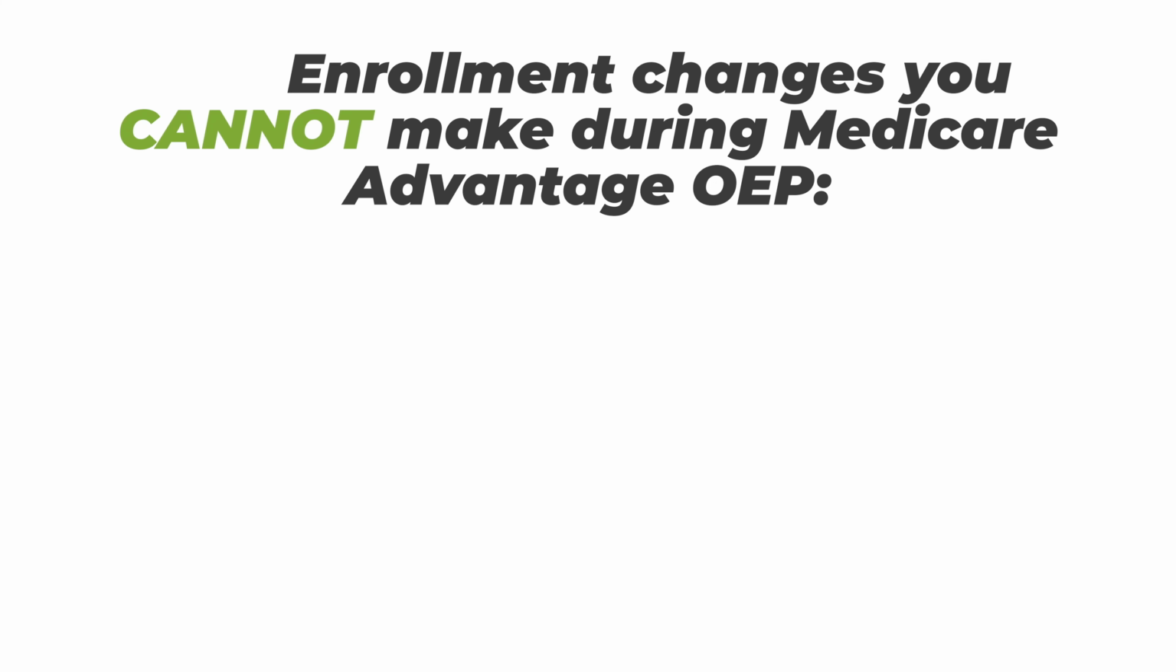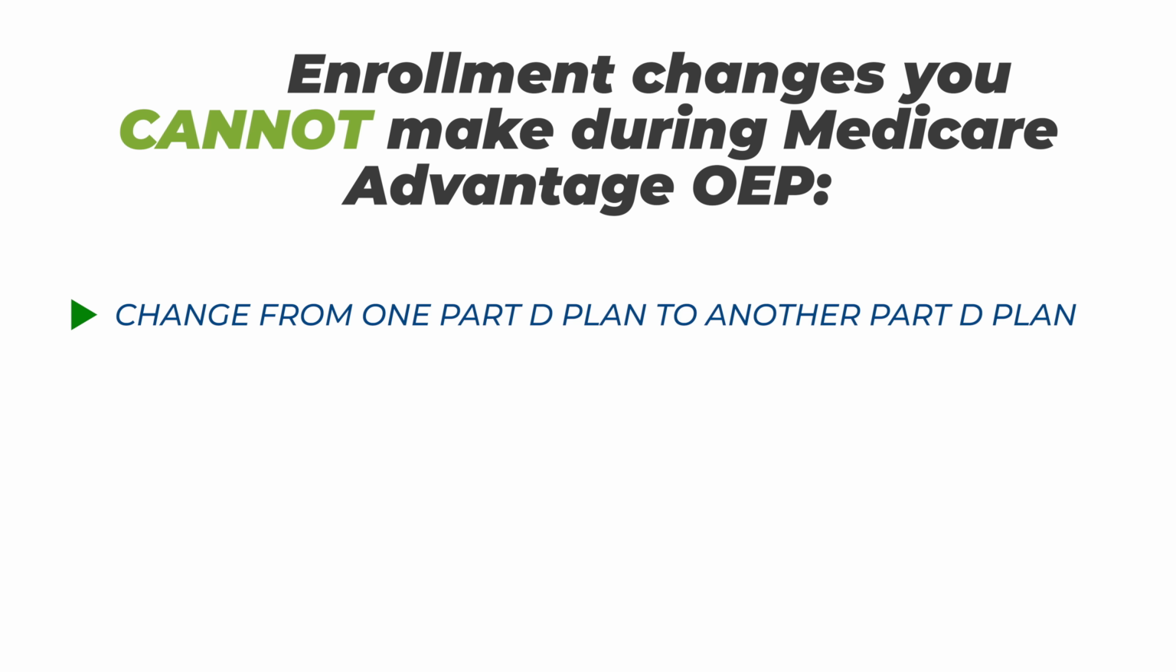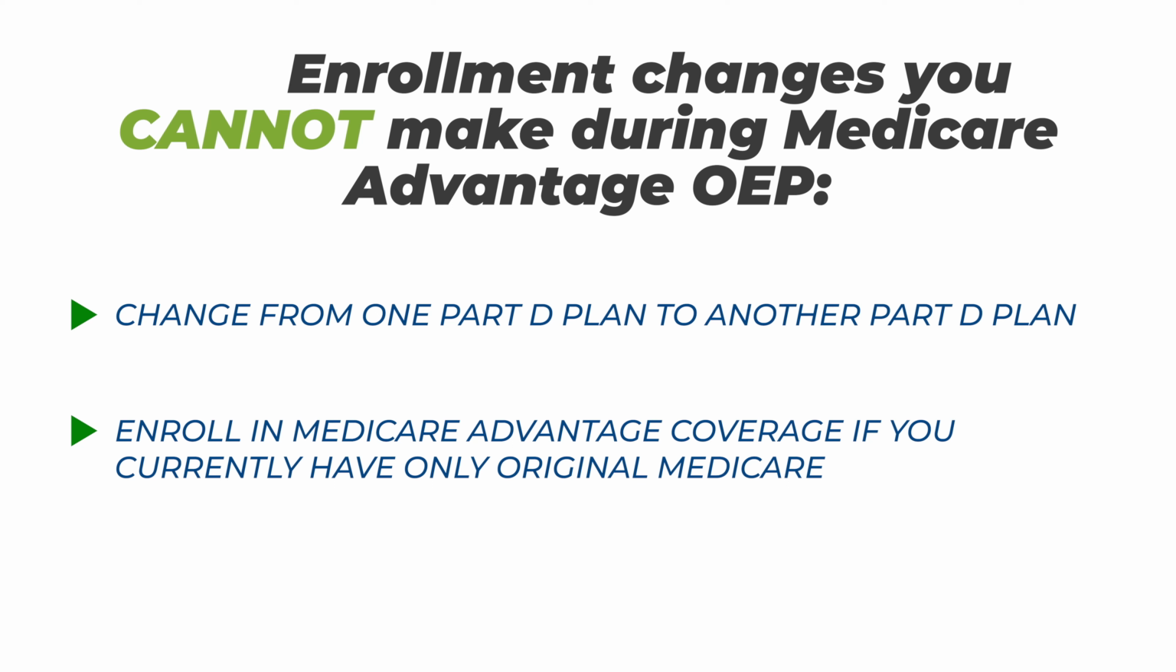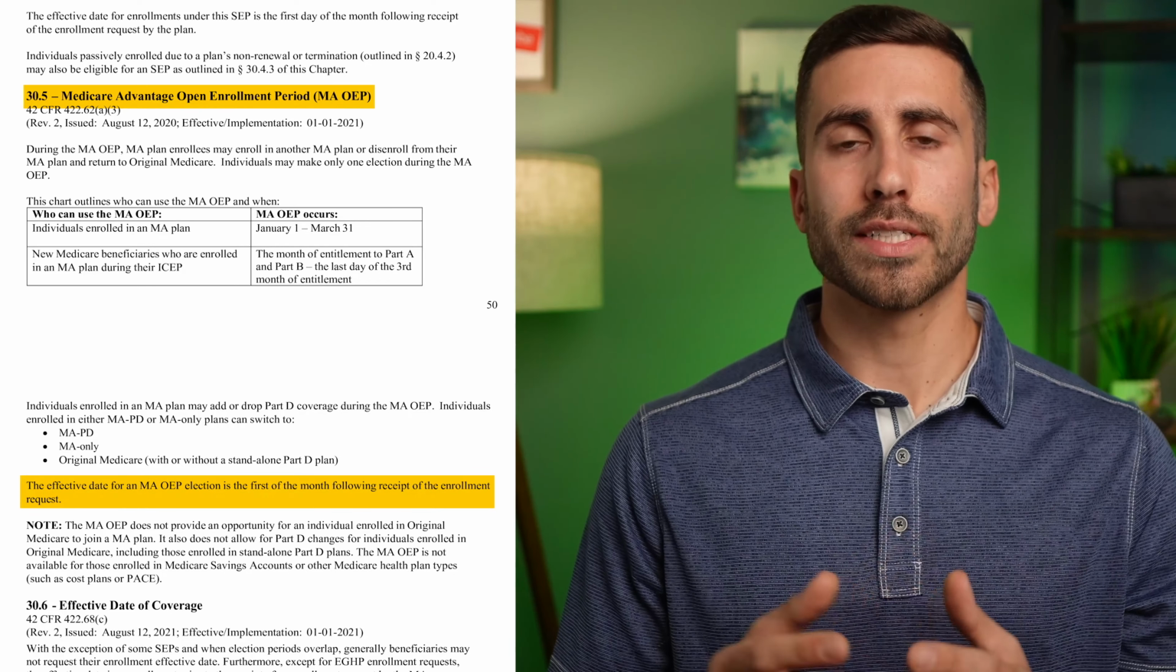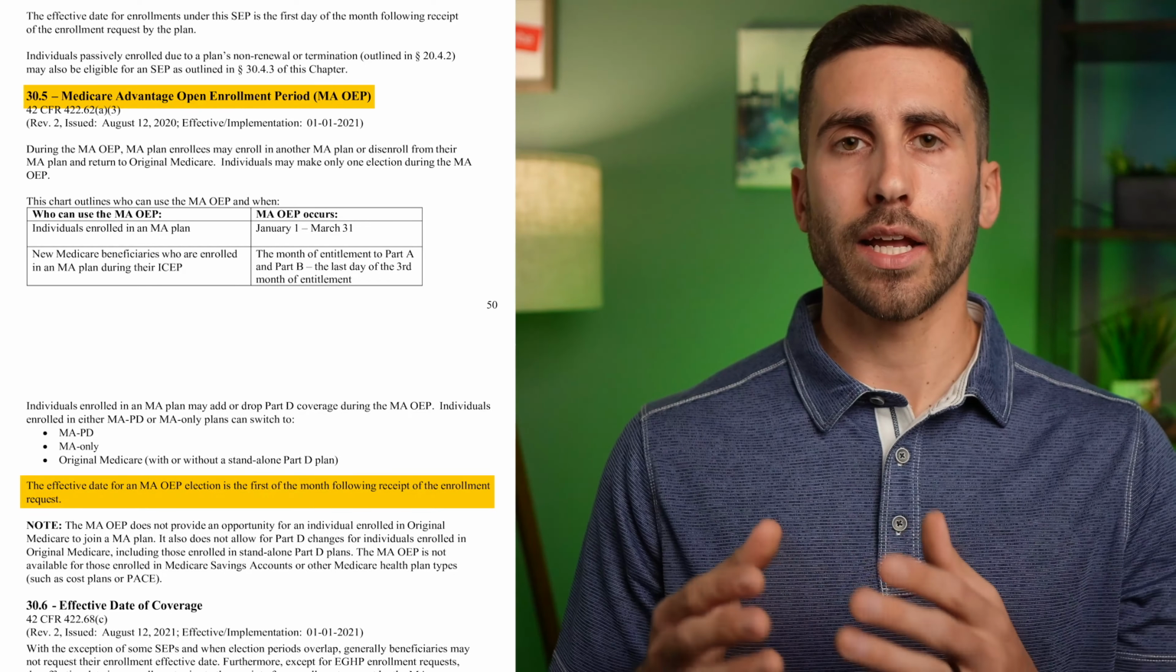It's important to note that this period does not allow for changes to standalone Part D prescription drug plans, meaning you can't go from one Part D plan to another Part D plan during this enrollment period, and you can also not use this enrollment period to switch from original Medicare with a Medigap plan to a Medicare Advantage plan. Plan changes using the Medicare Advantage OEP are effective the first day of the month following your enrollment request.